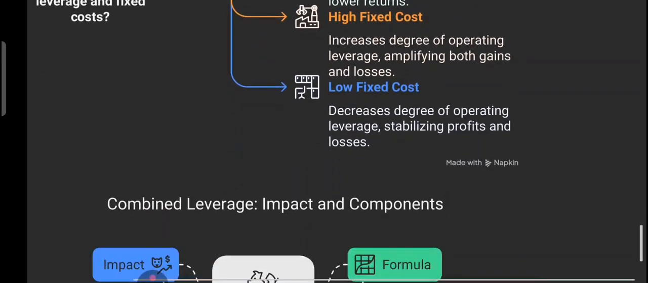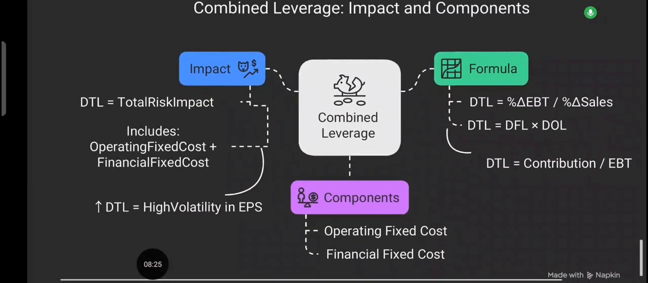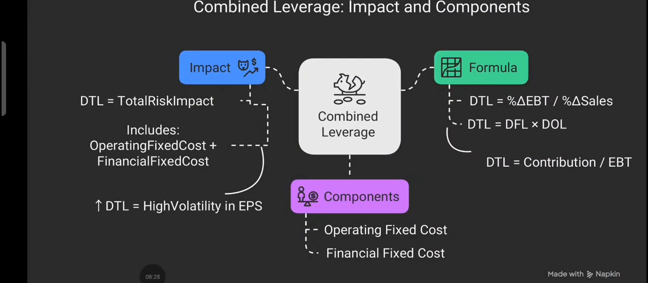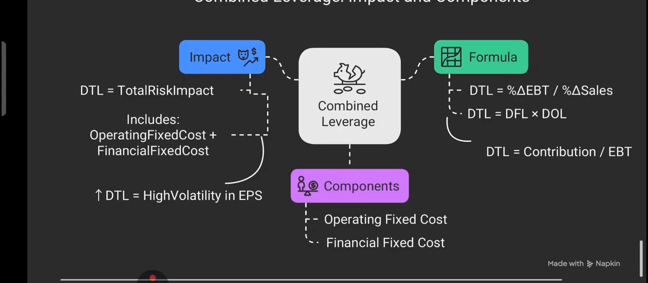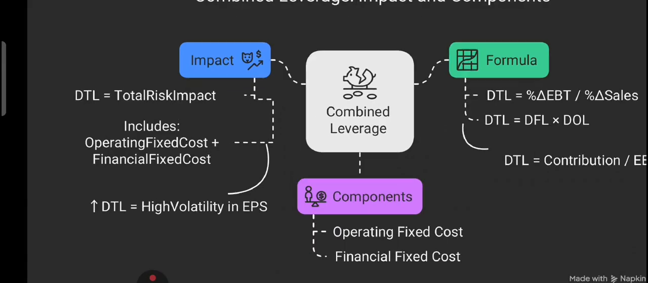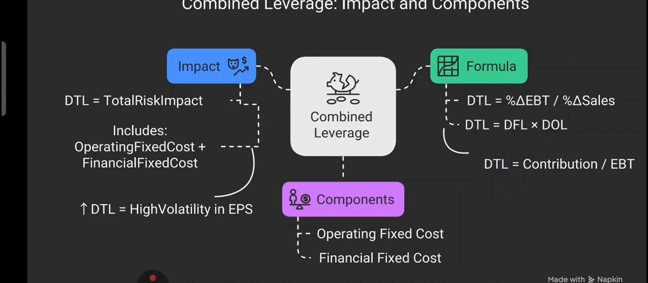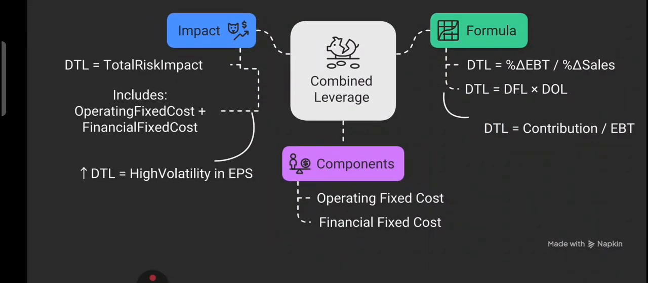Now friends, have a look at the combined leverage. In this particular slide we will understand it. So this metric, the combined leverage, tells us the total risk exposure of a business. Right, it combines both operating and financial leverage. It tells you the total risk impact or total risk exposure of a business.